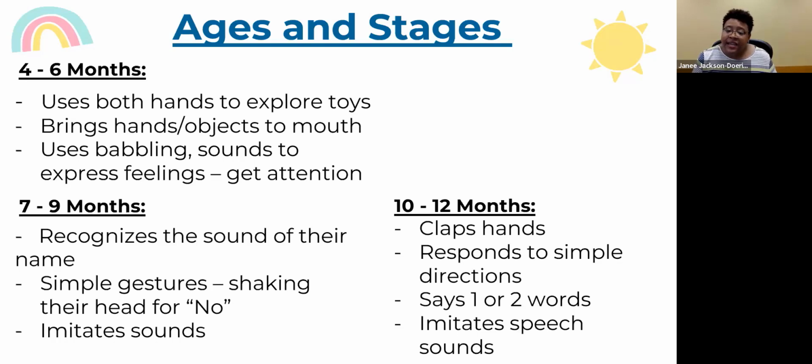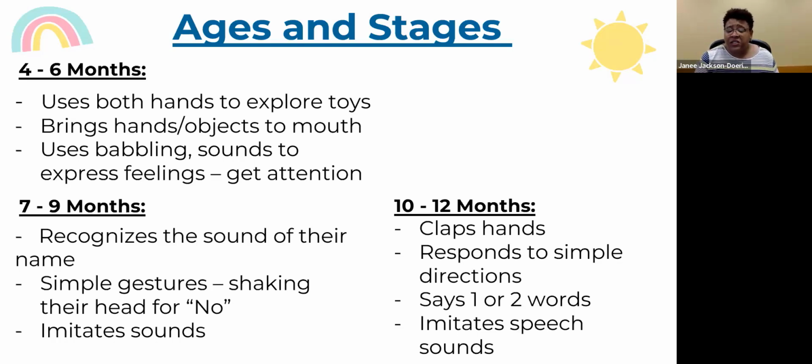With 7 to 9-month-olds, they are recognizing the sound of their name. They may recognize simple gestures. They may give simple gestures, so shaking their heads no, or nodding their heads yes. They're also imitating sounds. So they may hear the sound of mom or dad talking and they're imitating it.